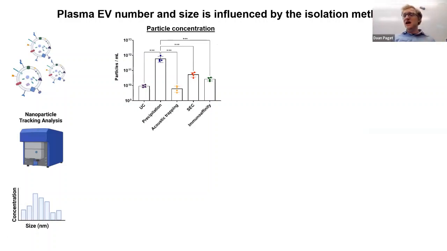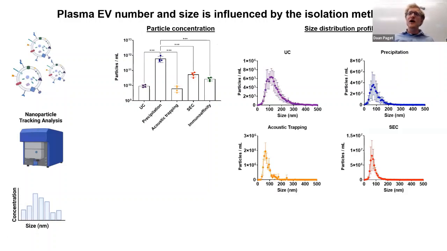We then looked at the size and the size distribution profile. What you can see here nicely is that there's not really a huge difference in the size distribution profile between the different isolation methods. You might notice that immunoaffinity capture is currently missing, and that's mainly because it's impossible to measure the size without eluting the extracellular vesicles, which can affect the size in the first place, because usually you use a quite strong acid to elute them.